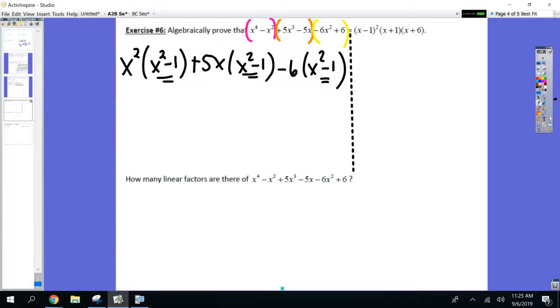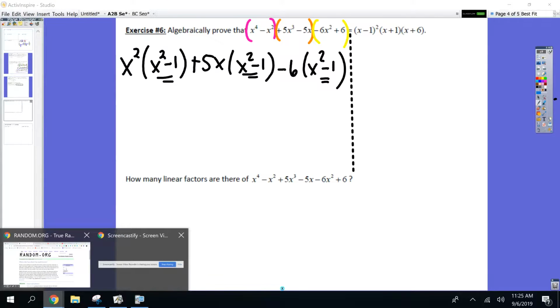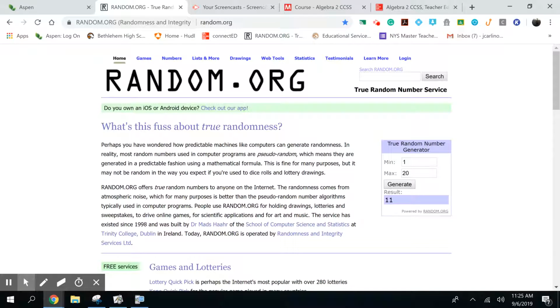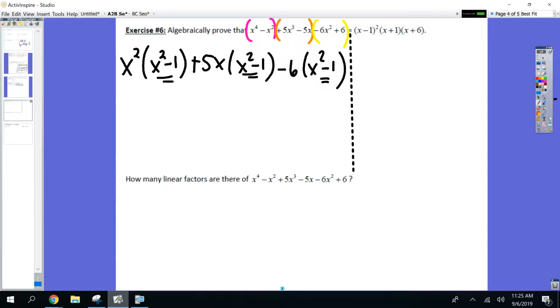All right, here you go. What's common in all of them? All right, big job. Ready? Take out an x squared minus 1. What's left? X squared plus 5x minus 6. Does it mirror my right side yet, though? No, absolutely. Not even close. So we still got to keep grinding away.